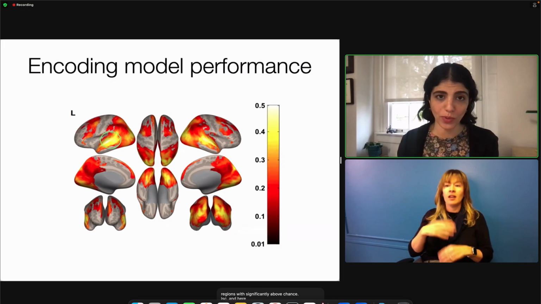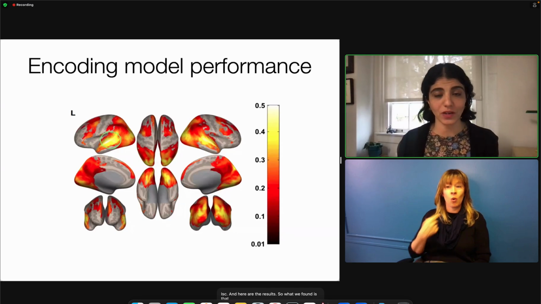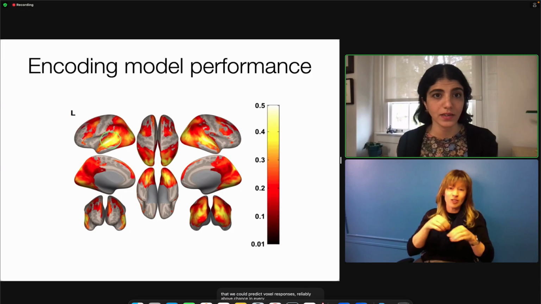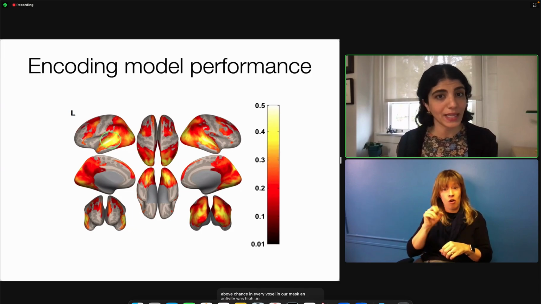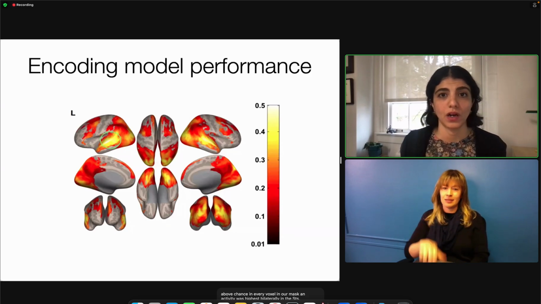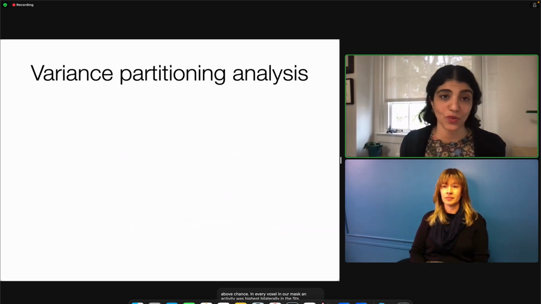And here are the results. What we found is that we could predict voxel responses reliably above chance in every voxel in our mask, and activity was highest bilaterally in the STS. Okay, so that was reassuring.